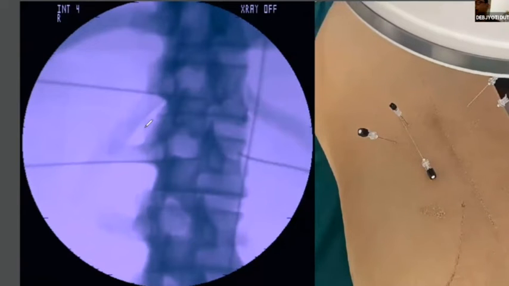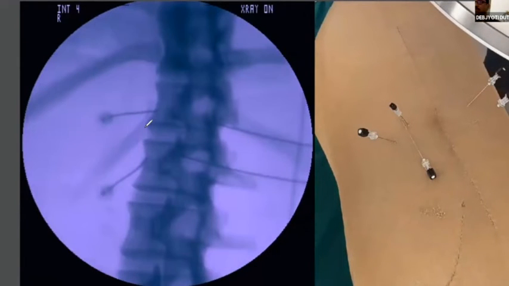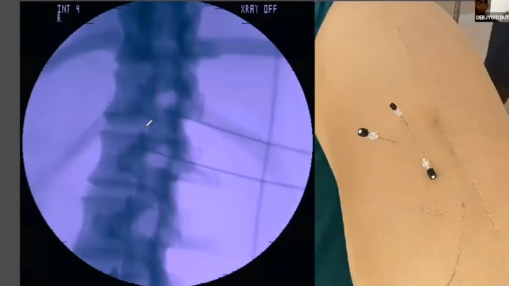You can do both sides, but we do it most on the left side. Why? Because the aorta is on the left side. So that is the reason we do it there. I am taking off these 2 needles, otherwise you will be having this. So now look here.